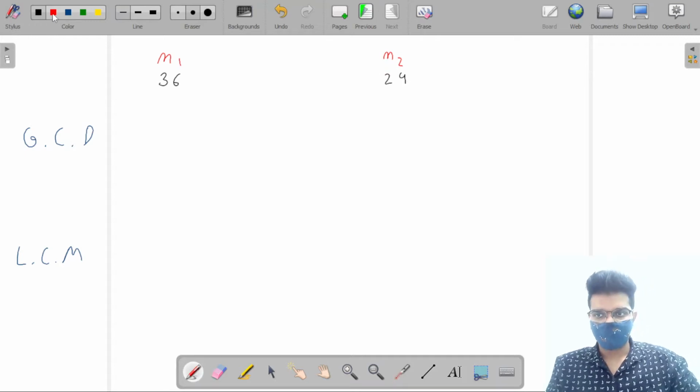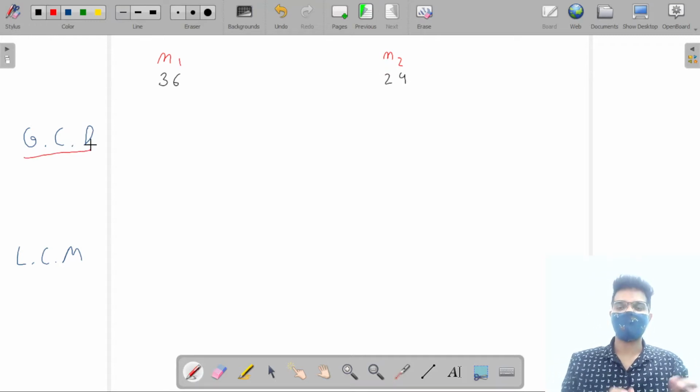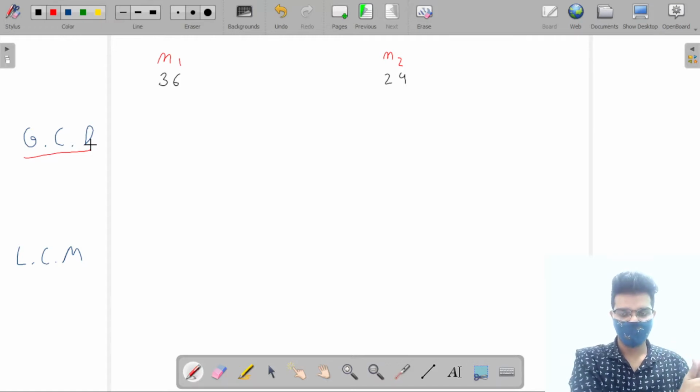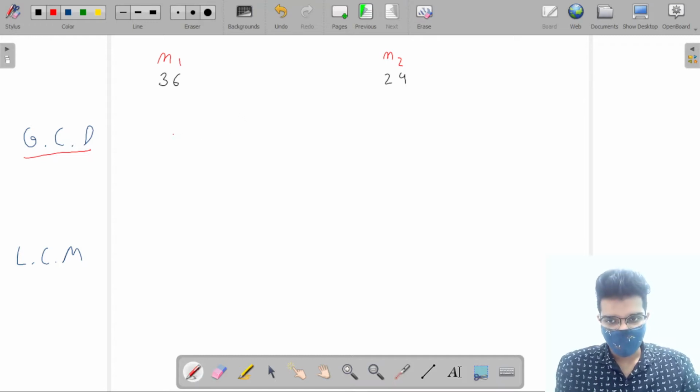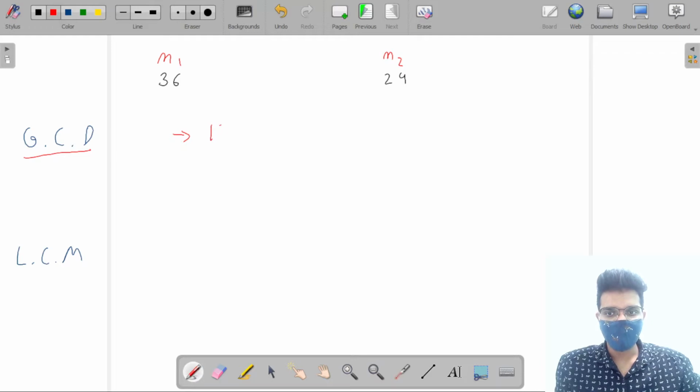So again, what does GCD mean? GCD means Greatest Common Divisor. You can say the greatest number that completely divides both n1 and n2 is your GCD. In this case, what is the greatest number that divides both n1 and n2? It is 12. So 12 is your GCD.